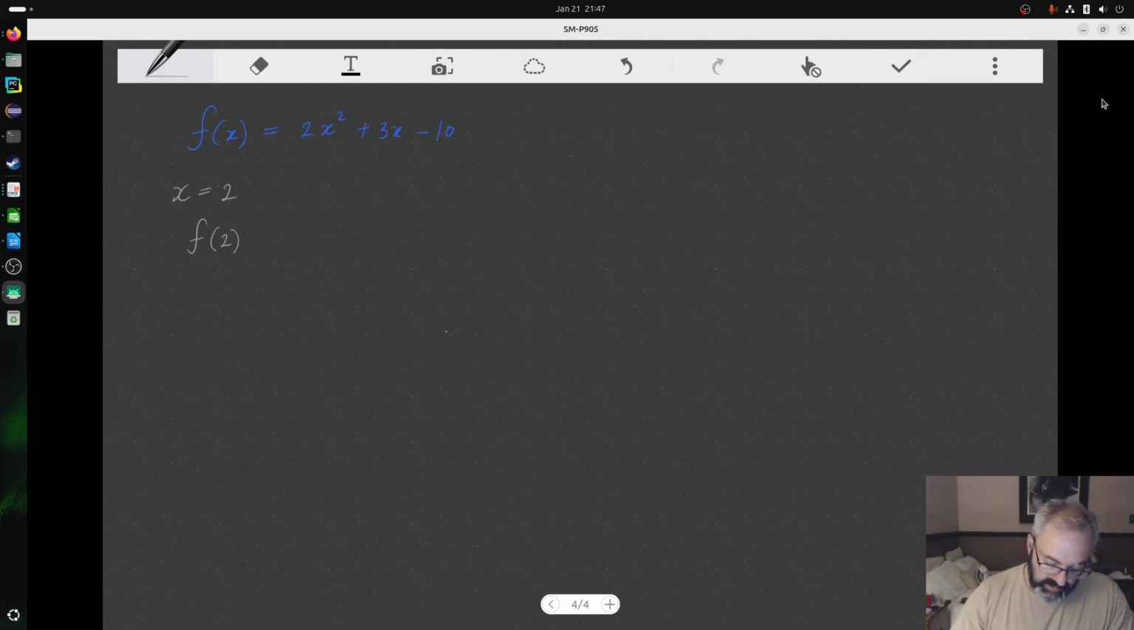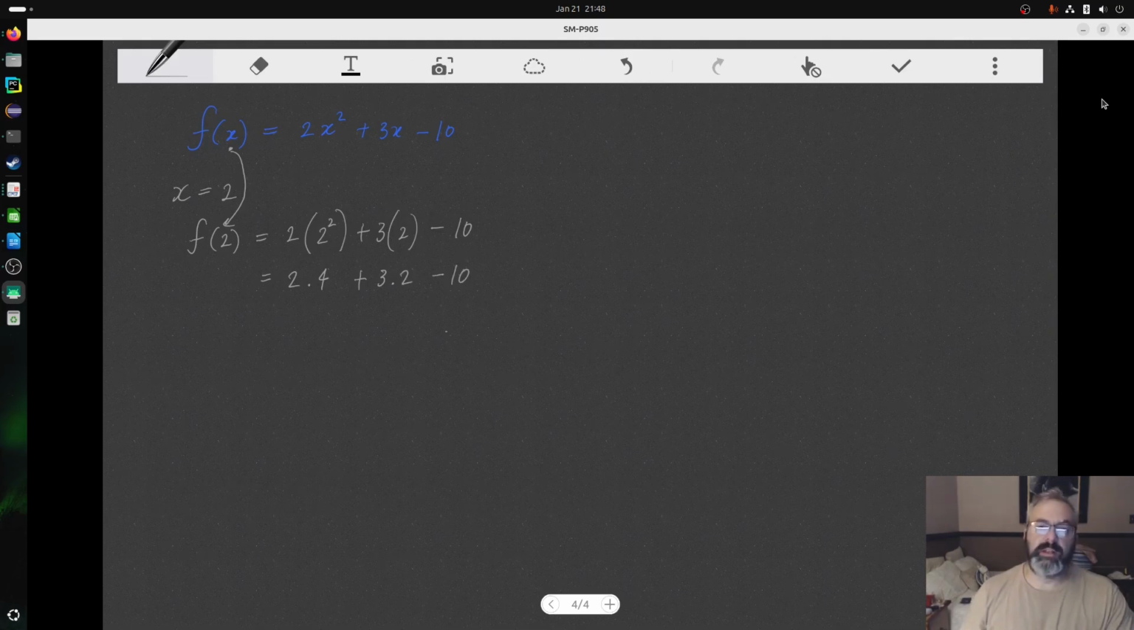That means that wherever we had an x, we need to replace it with a value of 2, because the x is now known to us. So let's have a look at what we have. We've got 2 multiplied by 2 squared, replacing that x with a 2, plus 3 multiplied by 2 minus 10. Let's see what this is. We've got 2 multiplied by 4 plus 3 multiplied by 2 minus 10.